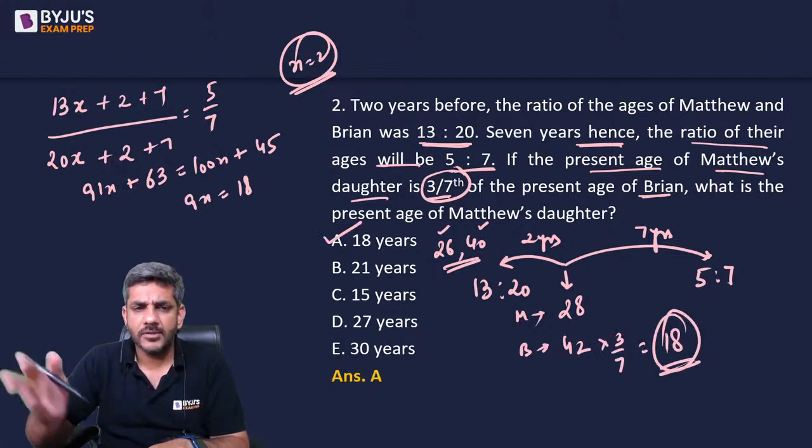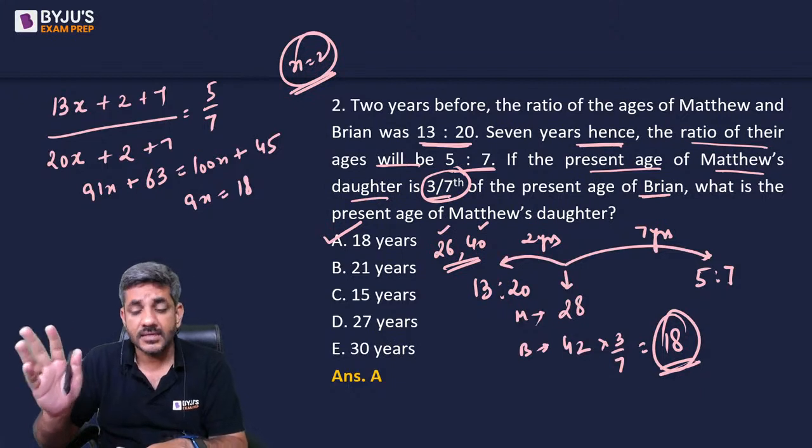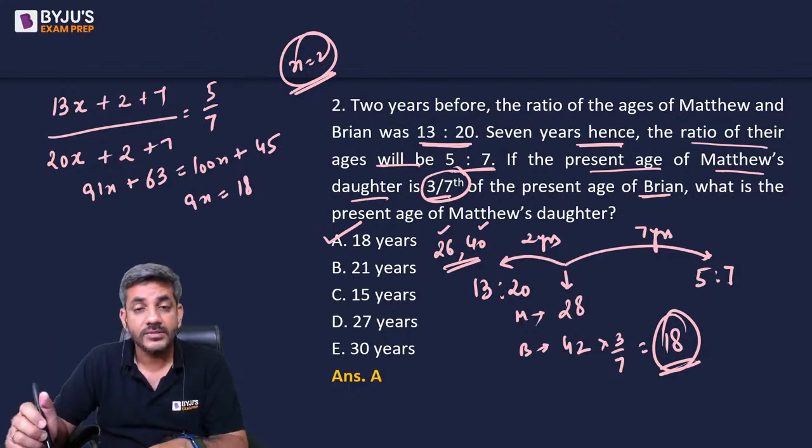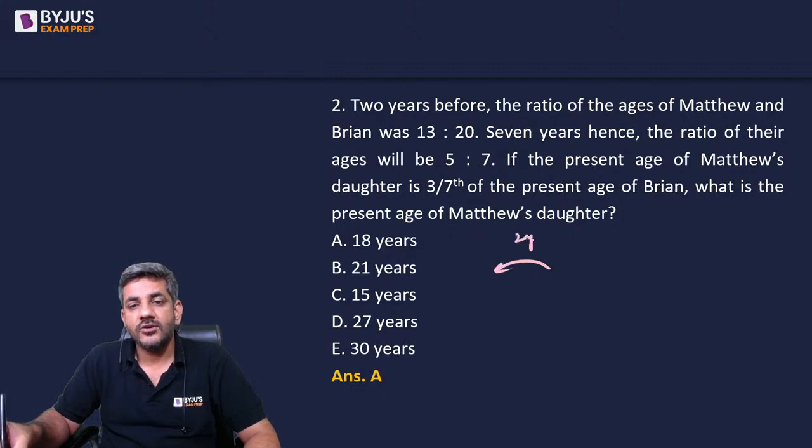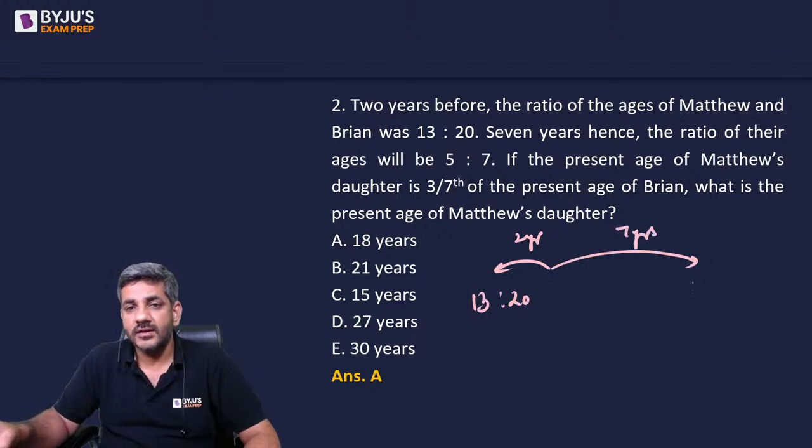By taking variables, of course, this can be done easily. But I was talking about another solution in which you can do this question in a simpler way as well. Let's talk about that too. 2 years ago, the ratio was 13 is to 20, and 7 years hence, the ratio is 5 is to 7.